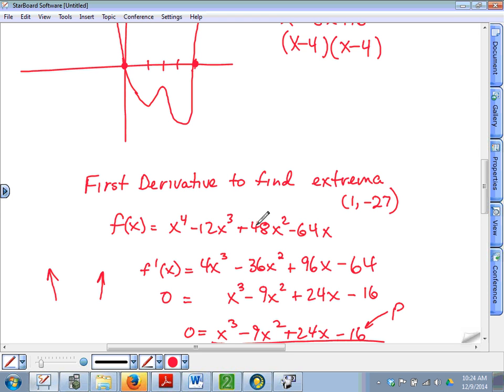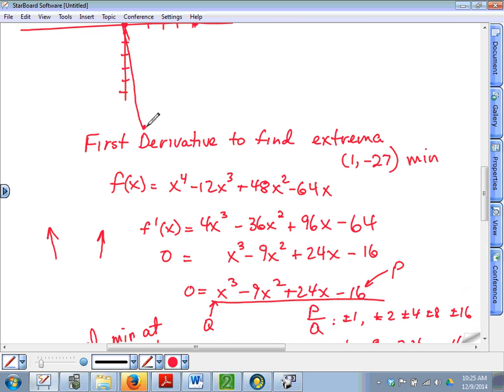You still have to do that all in your head? No, I got the book out. I'm just trying to save time. You guys can plug in a 1 and get negative 27. That's not a hard thing to do. I'm not too concerned about that. Okay, that's a minimum. So we know at 1, negative 27, way down here, we have a relative minimum.